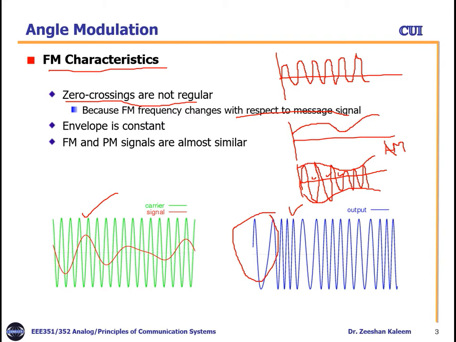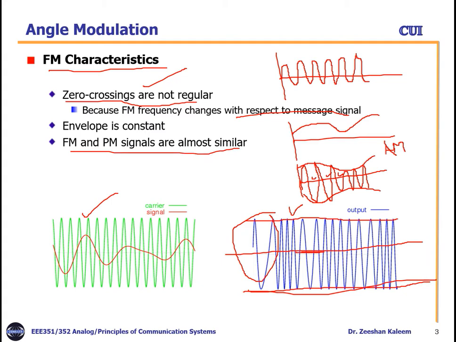So we can say that it just varies the frequency, and you notice that the amplitude remains the same here. There is no difference in amplitude. So what about the zero crossings? Look at the zero crossings. Here they are very close, and here they are far. So it means that there is a frequent change in zero crossings. So zero crossings are not regular in FM modulation. And the envelope is constant. Look at this, this is the envelope, and this is the envelope. This is a constant value. It means the amplitude is not changing in FM. And FM and PM signals are almost similar, like frequency modulated and phase modulated signals are almost similar.